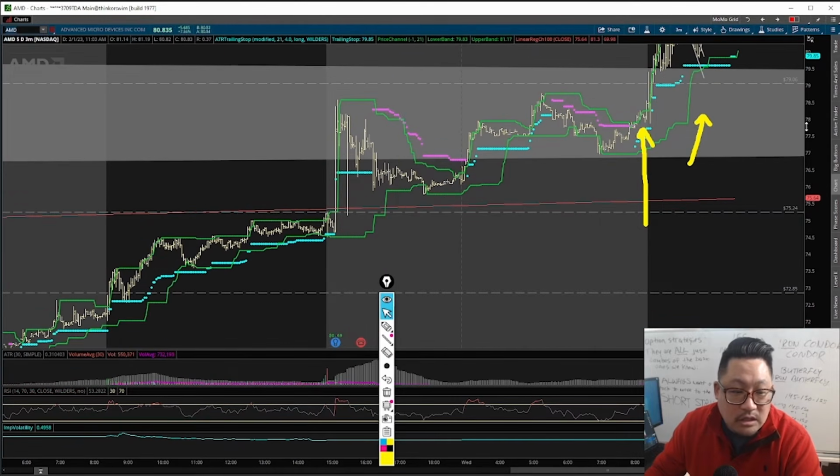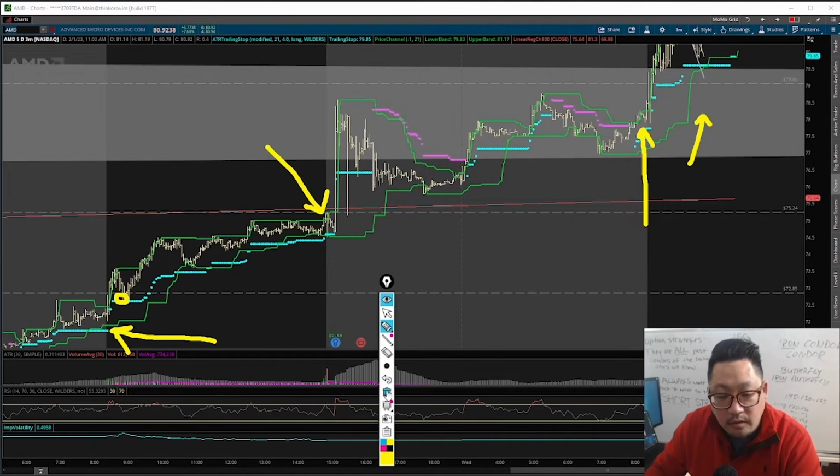Well, here's a case earlier, pre-earnings, that AMD in pre-market ended up getting that blue stop right there. And if you would have bought in early here, you would have literally held all day long because there was no reason to get out.